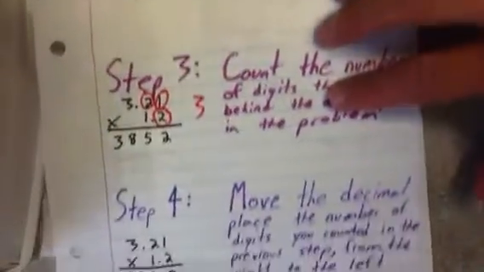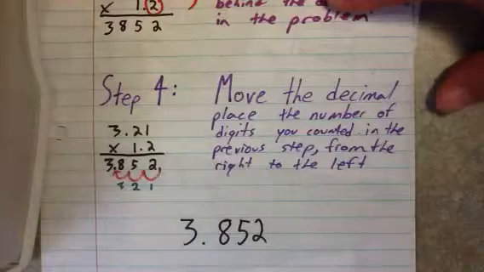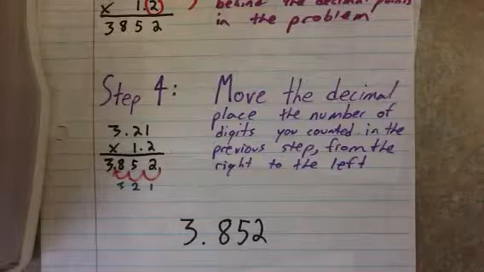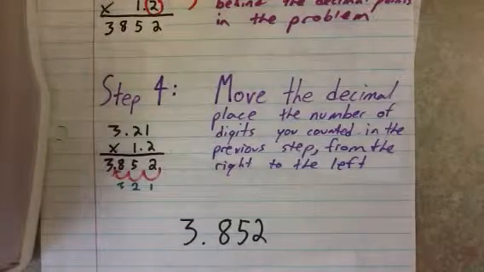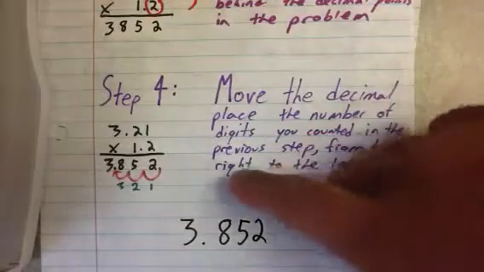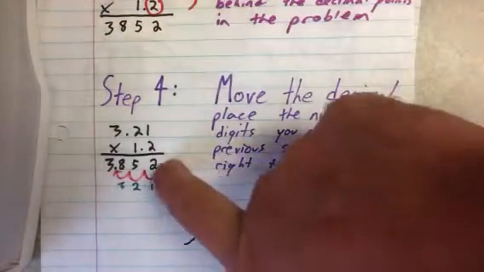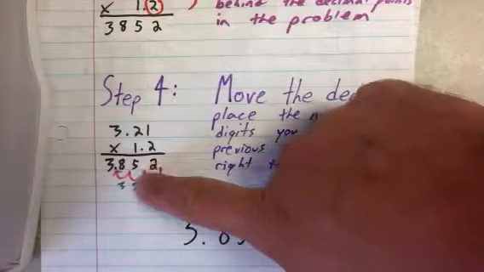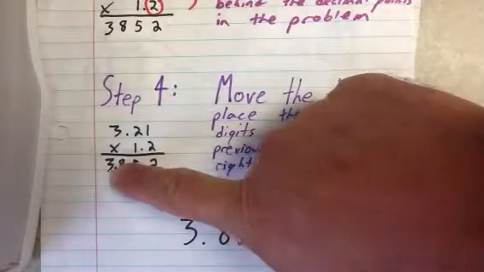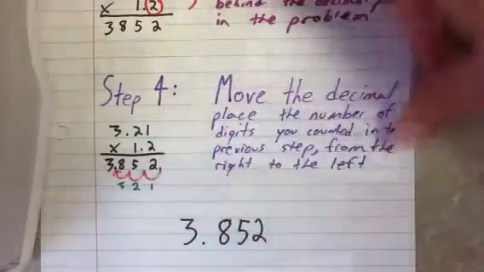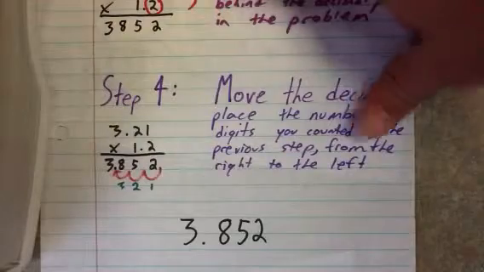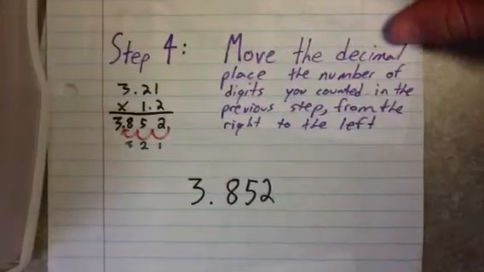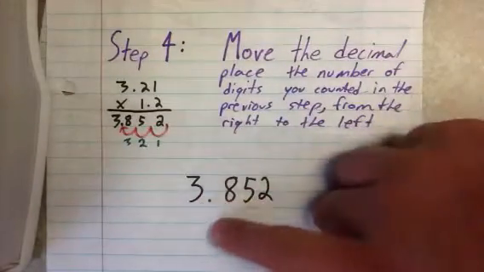Now, step 4, I move the decimal place the number of digits that you counted in the previous step from the right to the left. So that decimal point that I ignored, now I'm going to put it into the problem. And I always start from the right to left. I'm moving the decimal in. So there were 3 in there, I noticed before. I go in from the right to the left. 1, 2, 3. Notice there are now 3 numbers behind the decimal point, just like my previous step said there should be. So my answer is 3 and 852 thousandths, or 3.852.